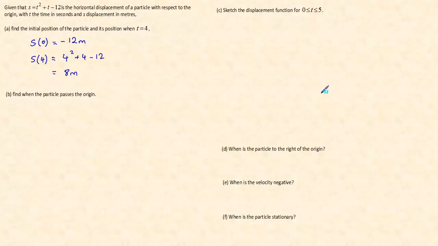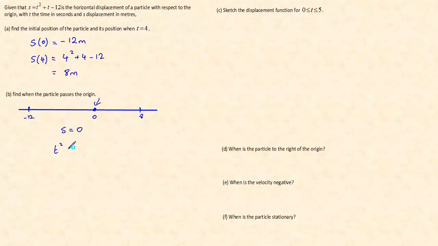We want to find when the particle passes the origin. So it passes the origin, if we just think about this for a second, so it's moving along this straight line, and the origin is here, and all distances are measured from the origin. So, for example, our initial was over here at 12 to the left, and this one was 8 to the right. So to be at the origin, we need s to be equal to 0. Its distance from the origin is 0.